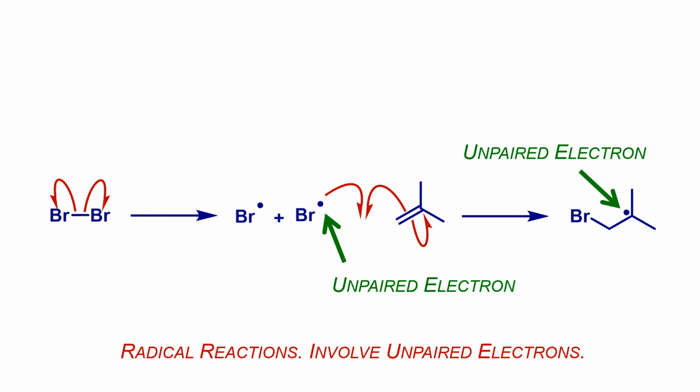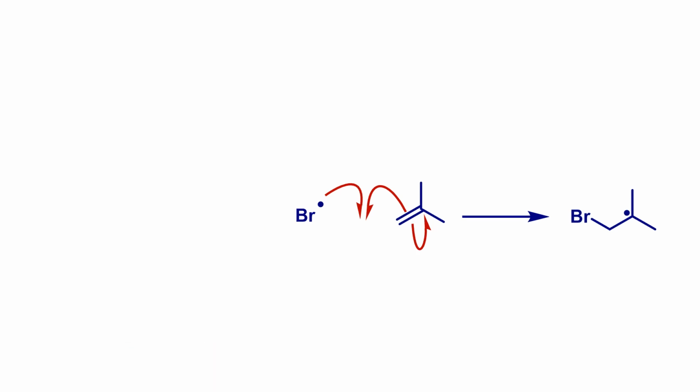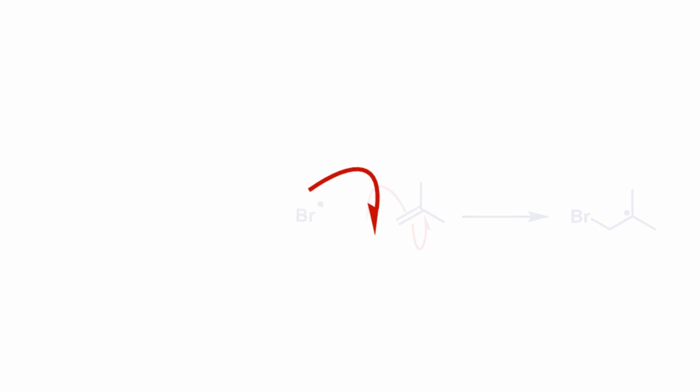Like polar and pericyclic reactions, radical reactions can be depicted using curly arrows. However, if you look closely, you'll see that these curly arrows are slightly different. They have only one hook or barb at the end to indicate that only one electron is moving.